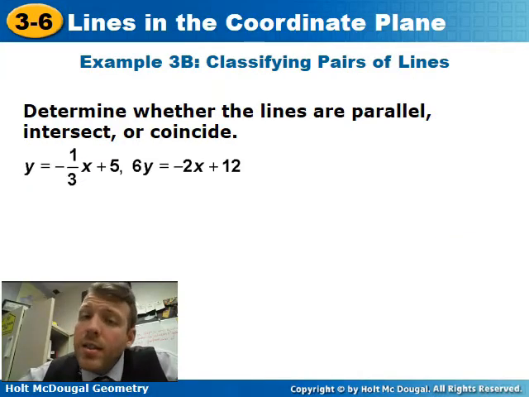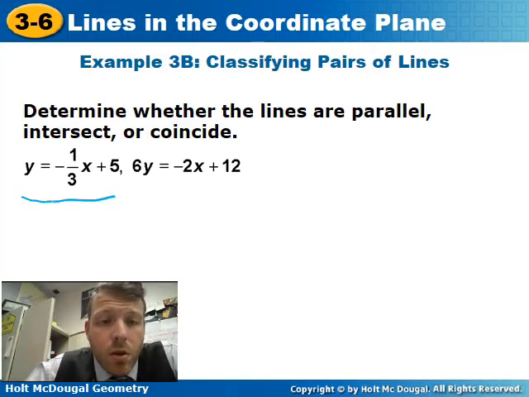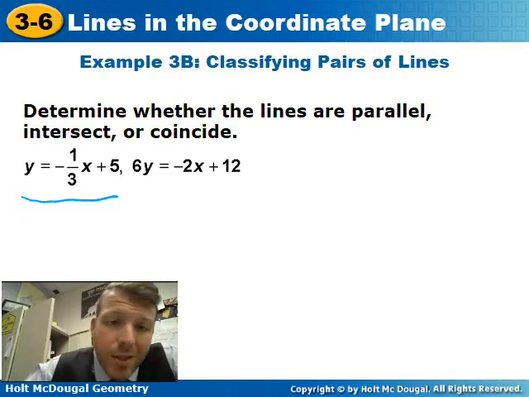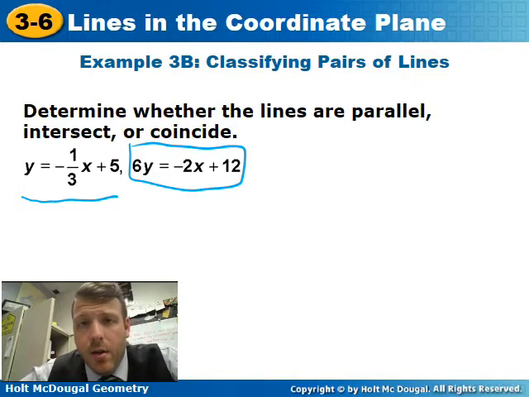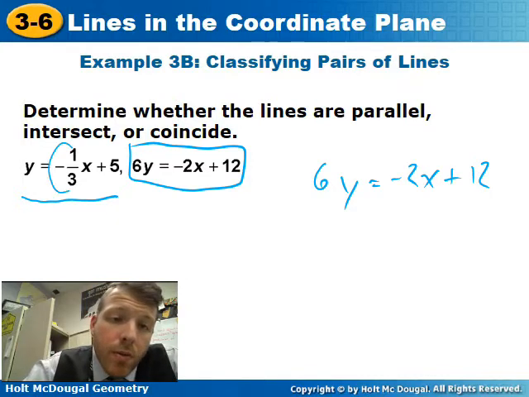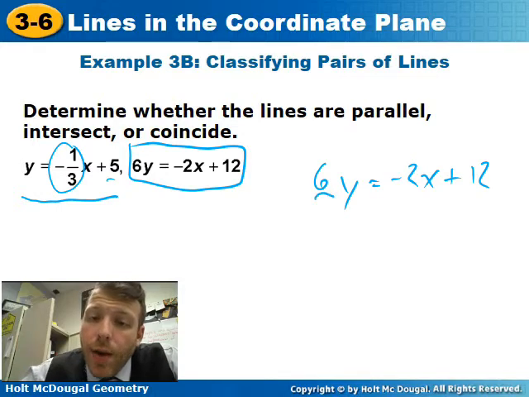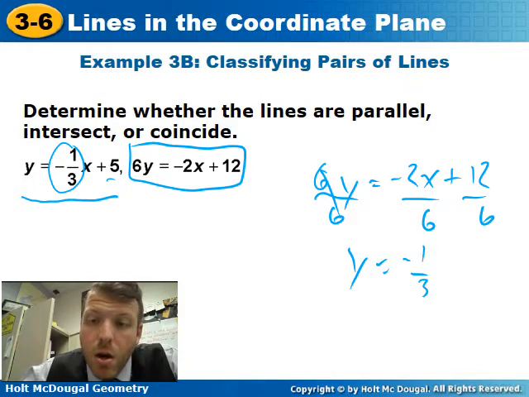Let's determine whether or not these lines are parallel, intersecting, or coinciding. If you notice, in this one, y is already by itself, but in this one, y is not by itself. So I have to make it by itself, because that's the only way I can look at the slope and the y-intercept. Right now we have a slope of -1/3 and a y-intercept of 5. Over here, if I divide by 6 to get y by itself, I'll have y equals, this reduces to -1/3, and this reduces to 2.